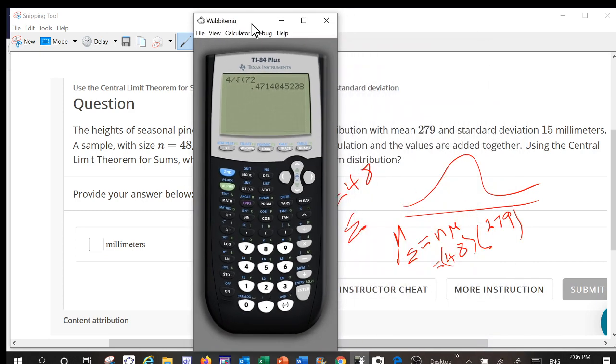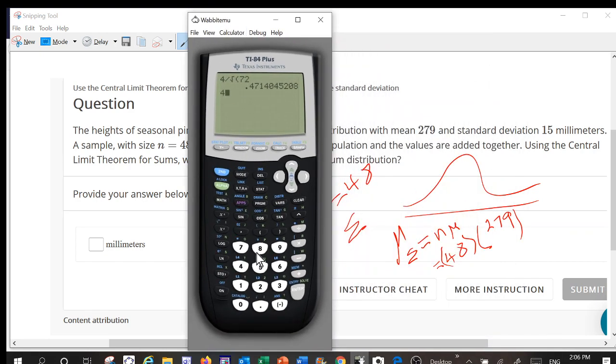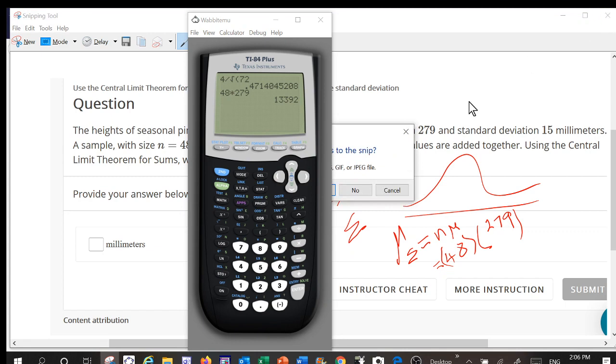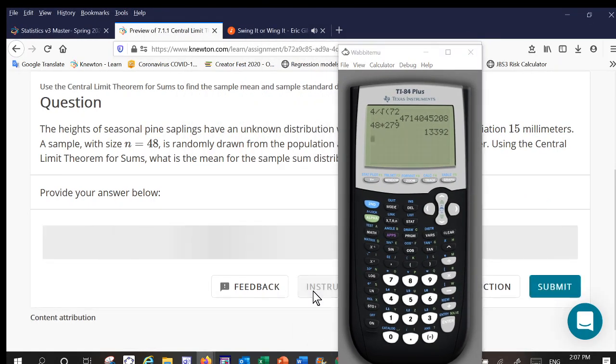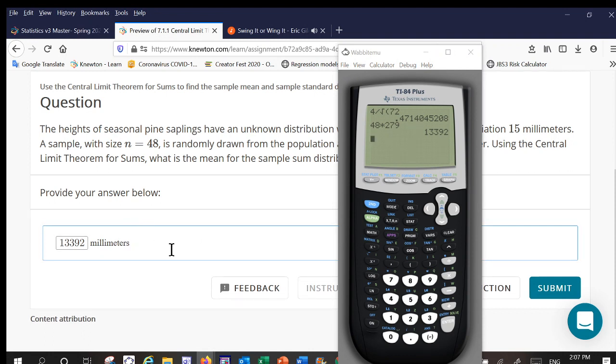What is that number? 48 times 279 is 133 something something. There you go. 13392.